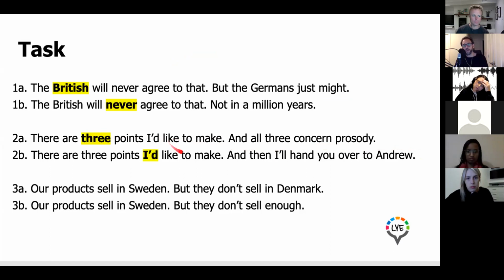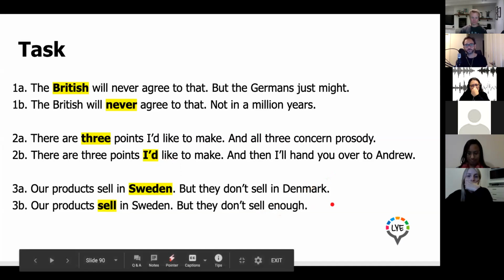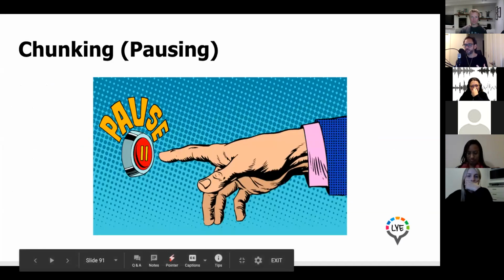There are 3 points I would like to make, and all 3 concern prosody. There are 3 points I'd like to make, and then I'll hand you over to Andrew. Again, same idea, moving away from one sentence. I would say it's the pronunciation McNuggets. I know Thornbury talks a lot about grammar McNuggets. I think pronunciation is dealt with in the same way that grammar is being dealt with in a lot of published materials. So let's move on to talk a little bit about chunking.